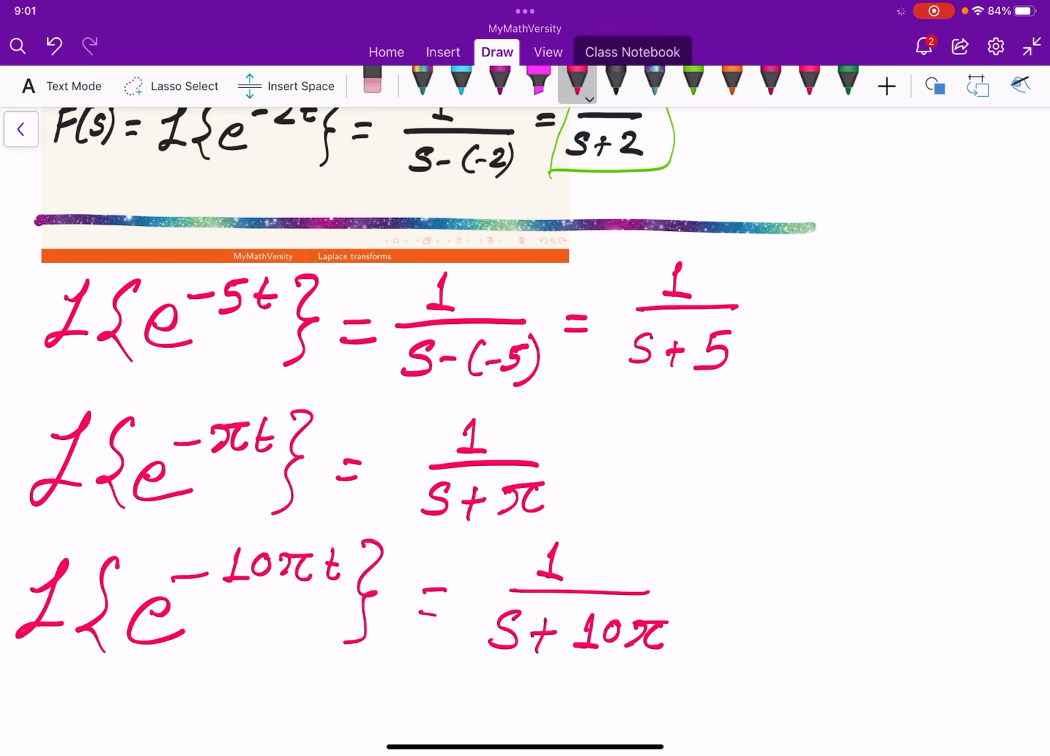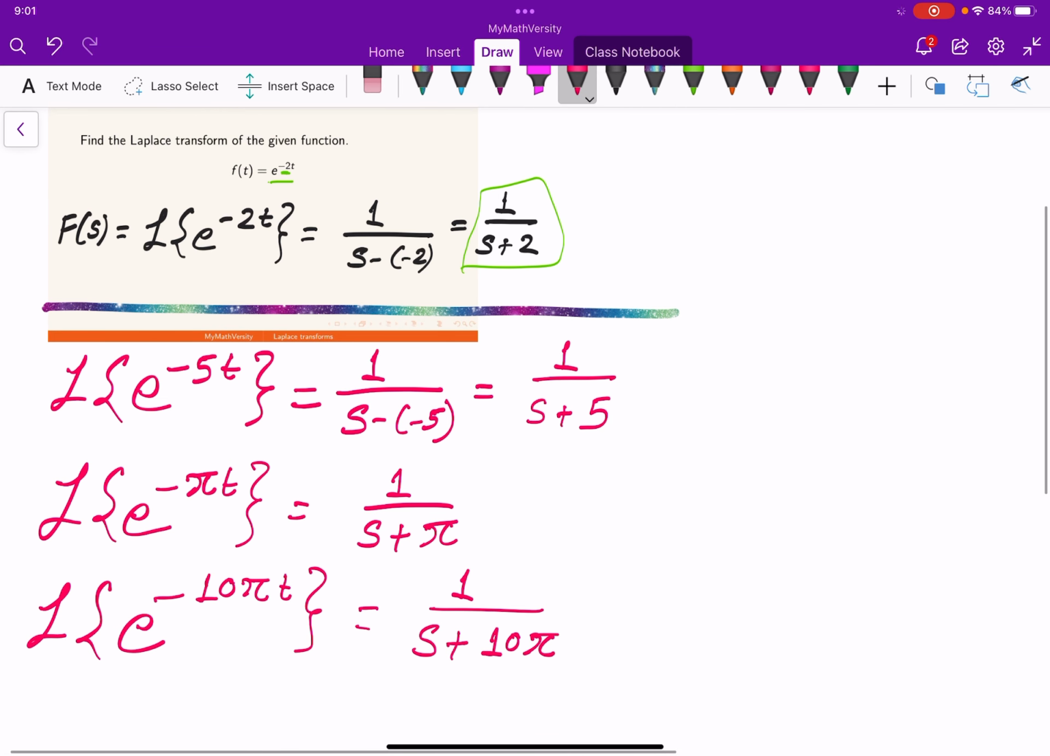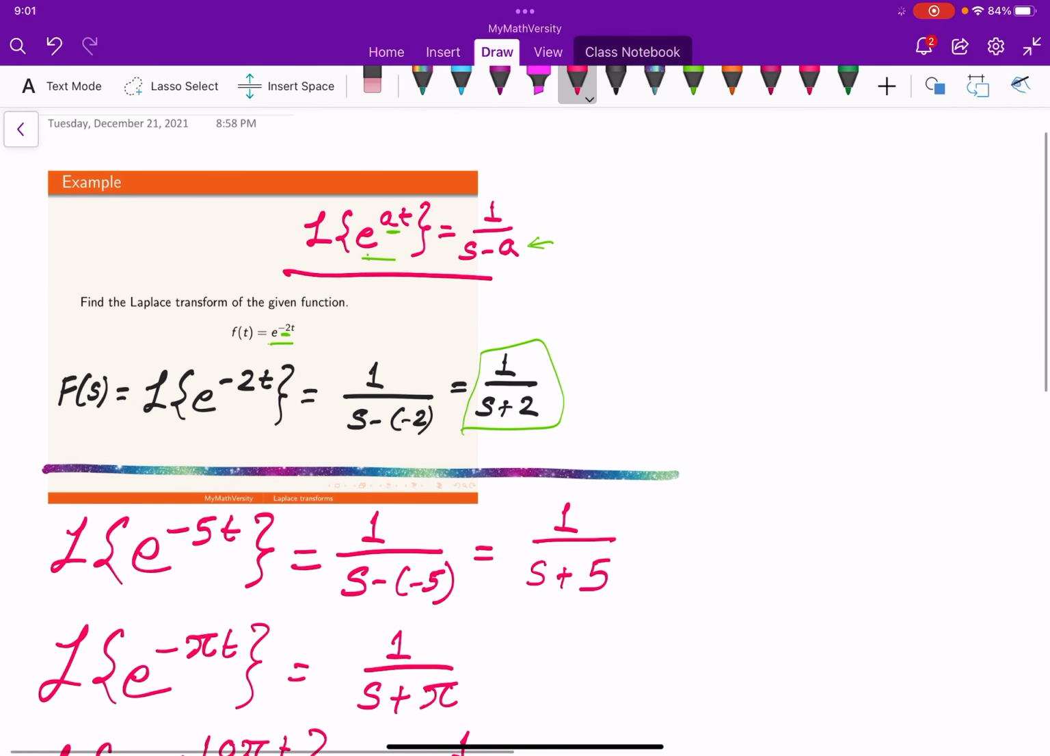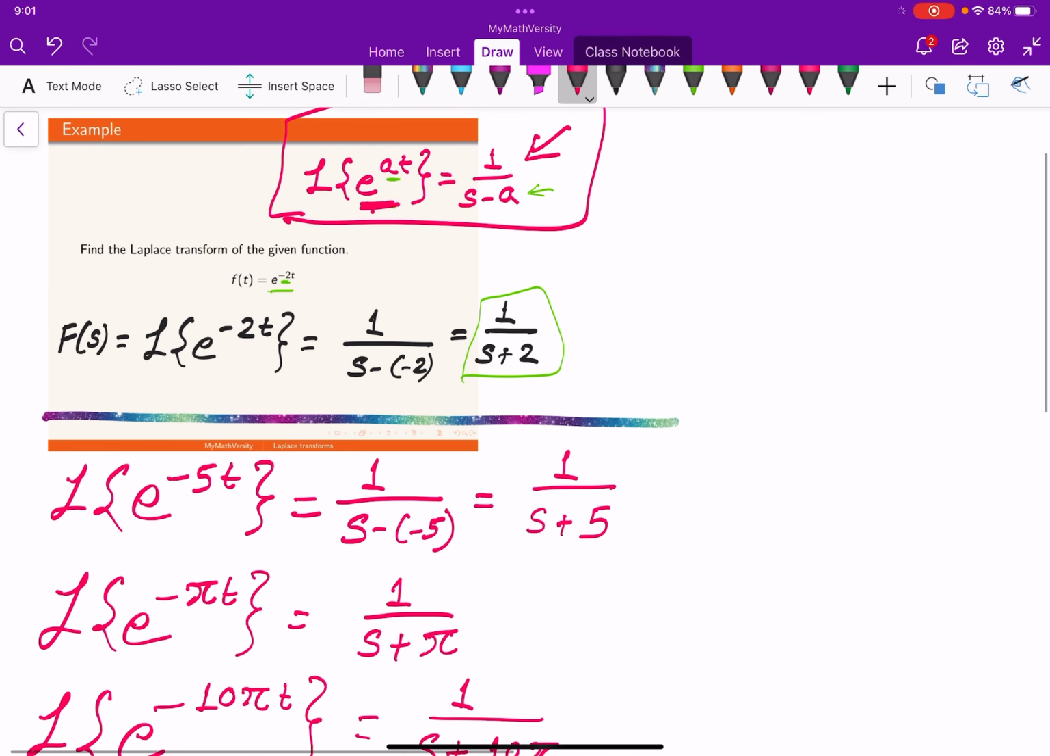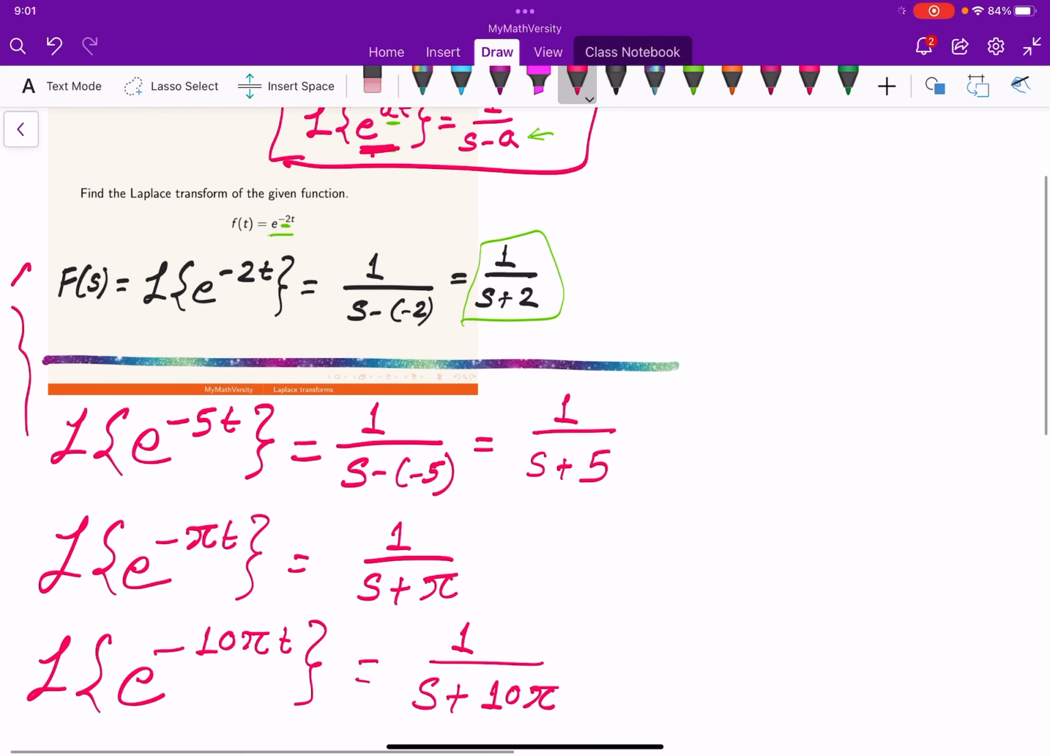So this is how we can figure out the Laplace transform of this type of function by using the Laplace transform of e to the power at. That formula helps to figure out the Laplace transform of similar types of functions.